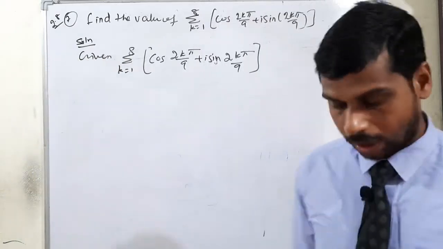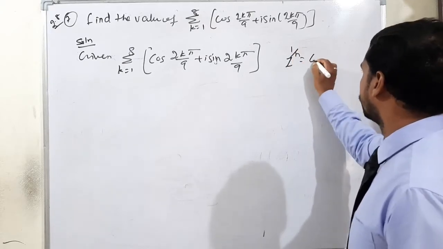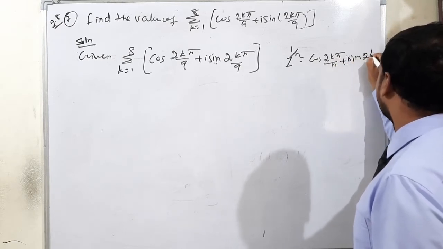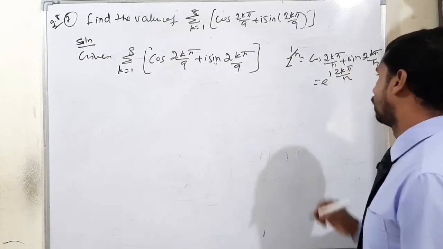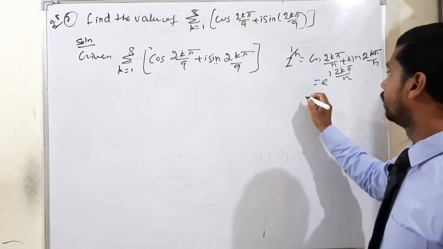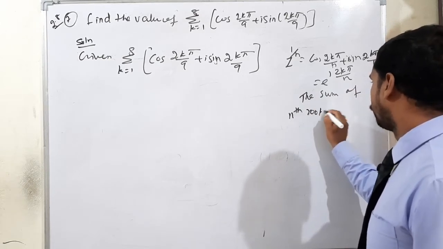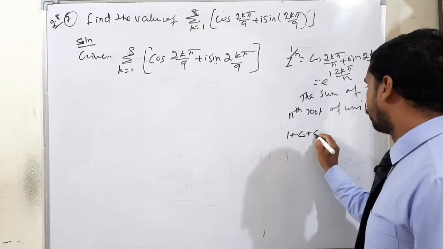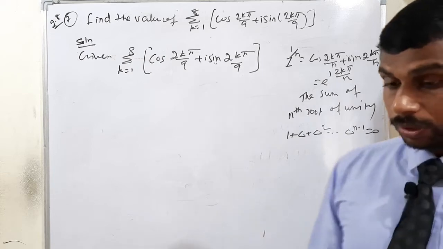Before moving on, let us understand some important points. We already know z to the power 1 by n means cos 2k pi by n plus i sin 2k pi by n. This is actually e to the power i 2k pi by n. Another point: the sum of the nth roots of unity. What is the formula? The sum of the nth roots of unity means 1 plus omega plus omega square up to omega power n minus 1 is equal to 0.